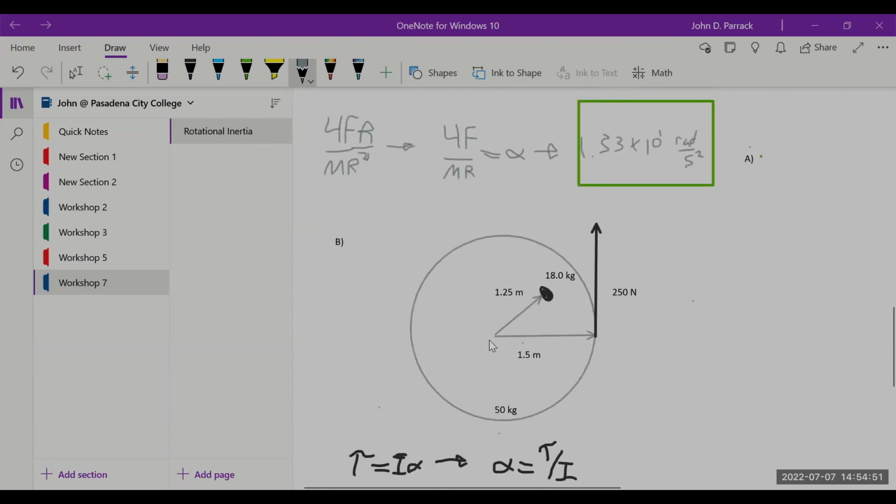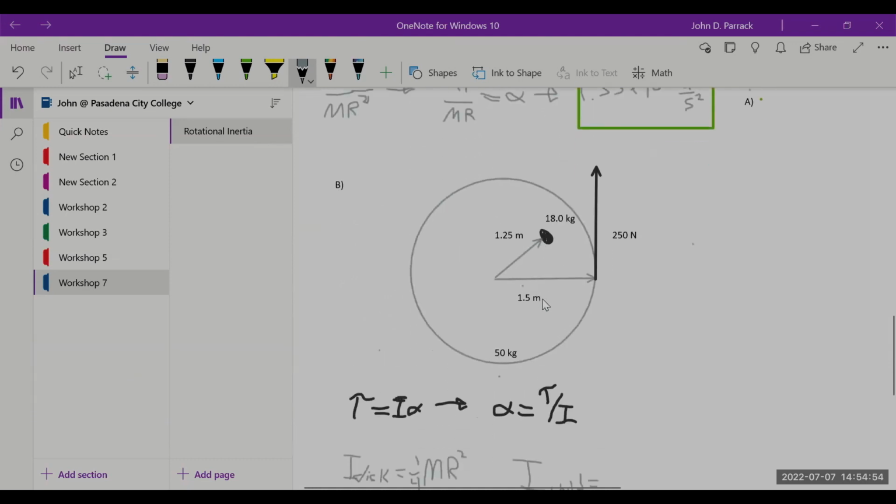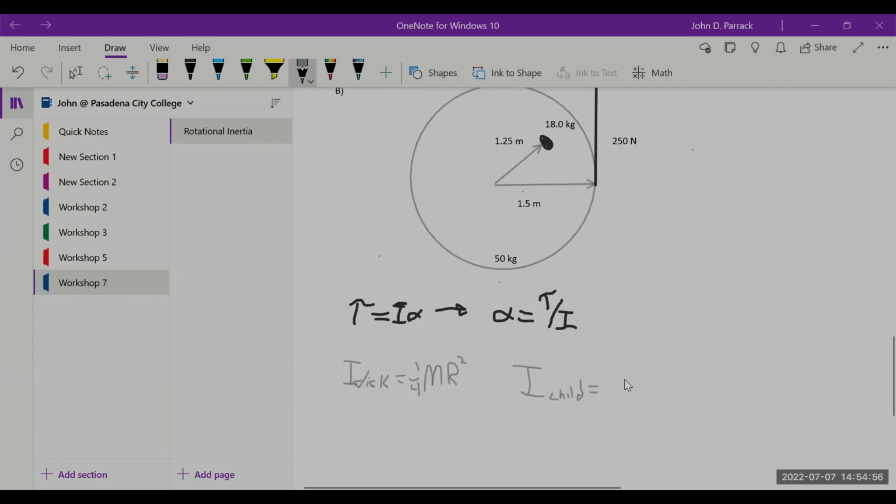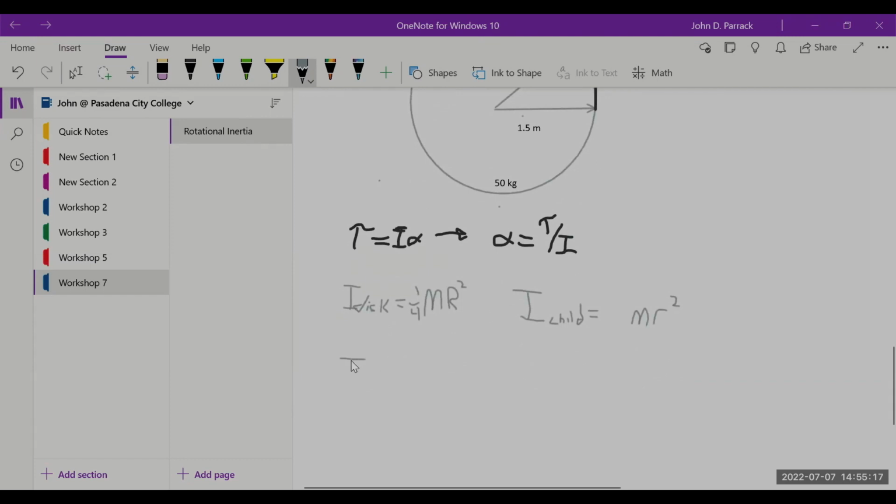Okay, and we're going to find the child is placed 1.25 meters away. So all that we really need to do, there's only one thing to sum up, right? There's just one mass. So that mass is 18 kilograms. Let's call that little m for the child. And then the radius, let's call that little r. And we're going to square that. Okay, so now what would be the total rotational inertia? Take a guess. I'm pretty sure you know.